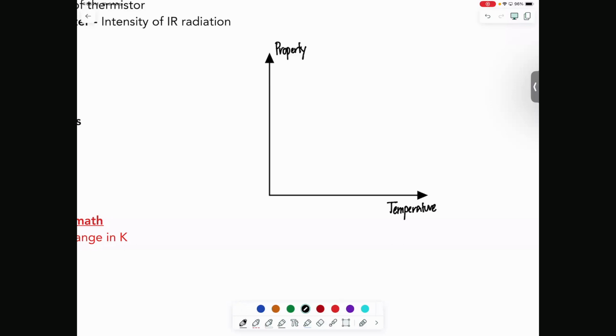First and foremost, for a thermometer to be possible, your line has to be a straight line. So it has to be a what relationship? Linear. So if your material does not show a linear relationship, you can't have a thermometer. So if you want to make a thermometer, whatever property you're looking for must have what? A linear relationship.